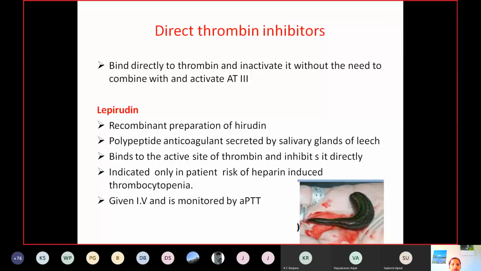It is indicated only in patients who are at risk of heparin-induced thrombocytopenia. Those patients who have a history of heparin-induced thrombocytopenia, in that condition, we can give this drug, lepirudin, as an alternative. We can give it by IV route, and monitoring of the APTT should be done in this condition also. Activated partial thromboplastin time should be monitored while you are giving these drugs by intravenous route.